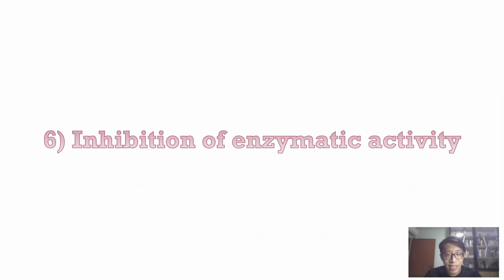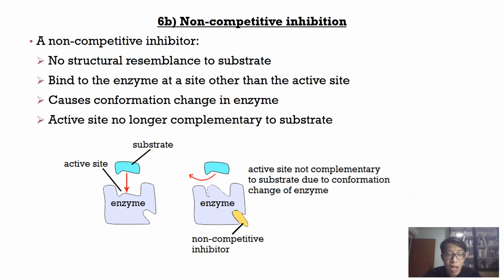Let's continue the lecture by looking at non-competitive inhibition. A non-competitive inhibitor, different from the competitive inhibitor, does not have a structural resemblance to the substrate. In terms of shape or conformation, it is not similar to the substrate, and that means the non-competitive inhibitor is not complementary to the active site of the enzyme. It does not bind to the active site. It binds to somewhere else, a site other than the active site.